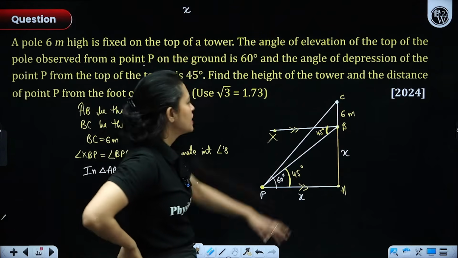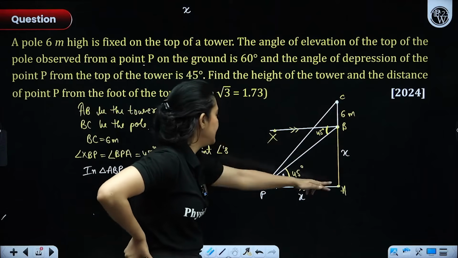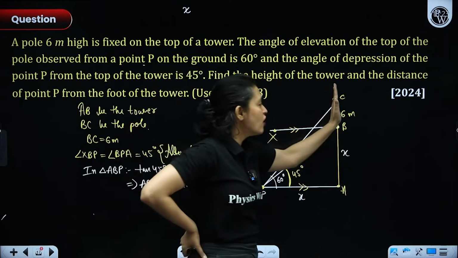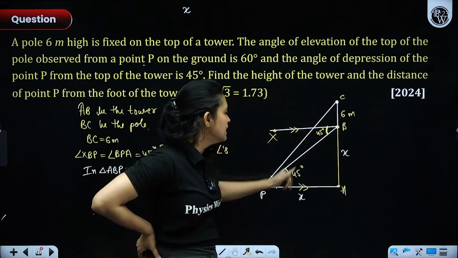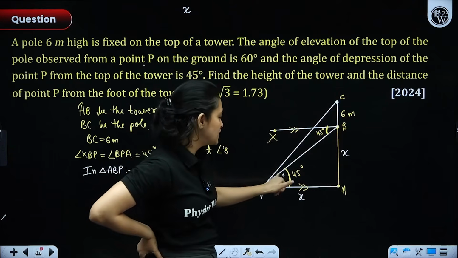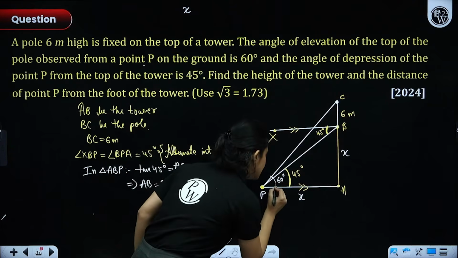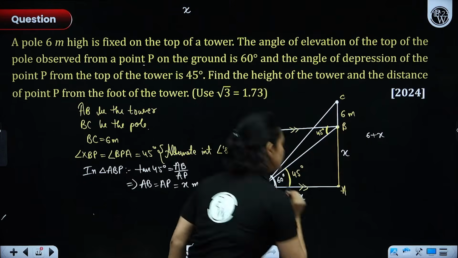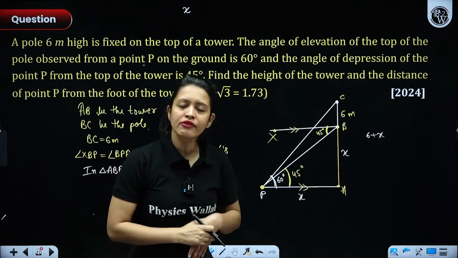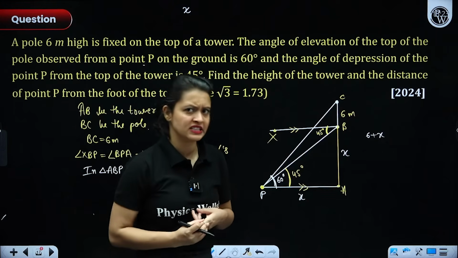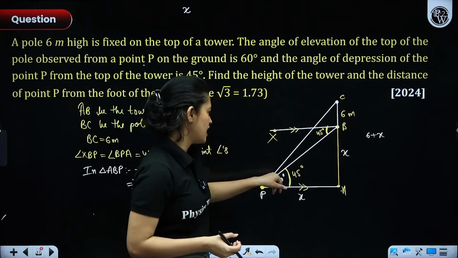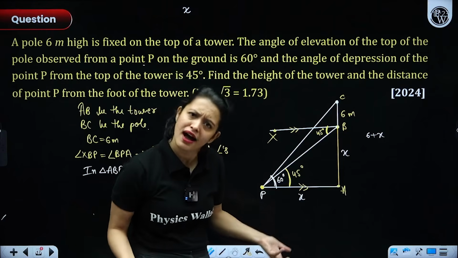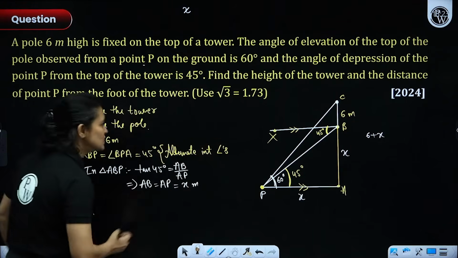Because look, in this bigger triangle APC, one of the sides that is opposite to the 60 degree angle would be 6 plus x. Another side would be x. So I will have the ratio of both these sides in terms of x. And I already know the value of the ratio, it would be tan 60 degrees. So can I not figure out the value of x? I can, right? So let's do that.